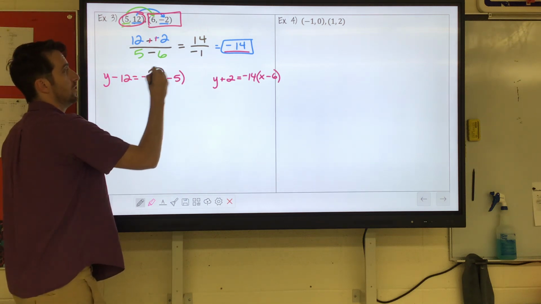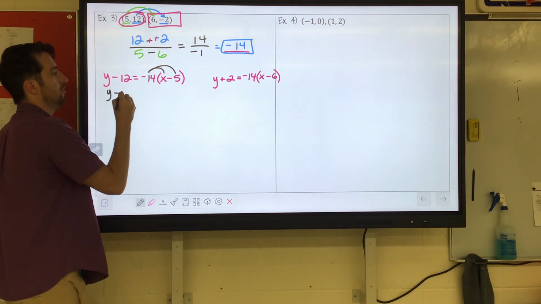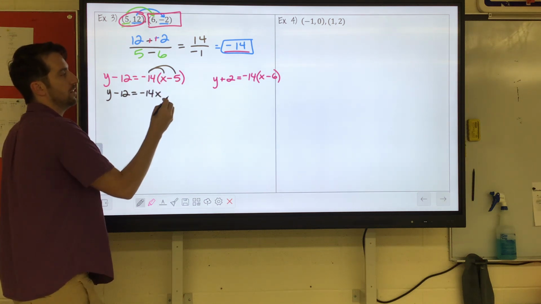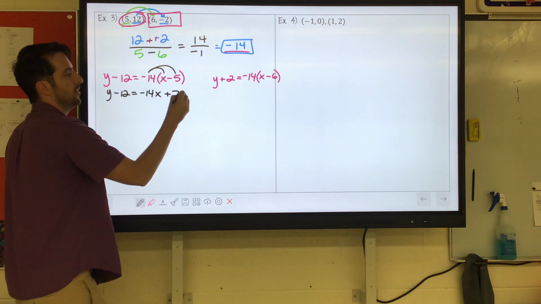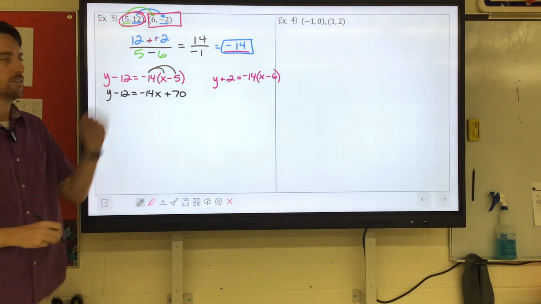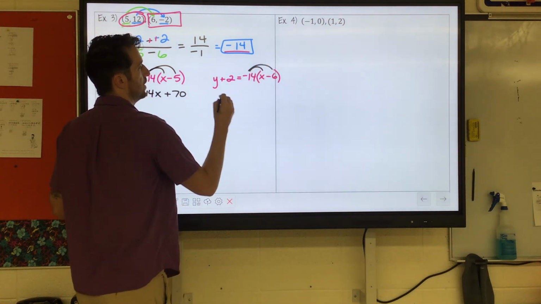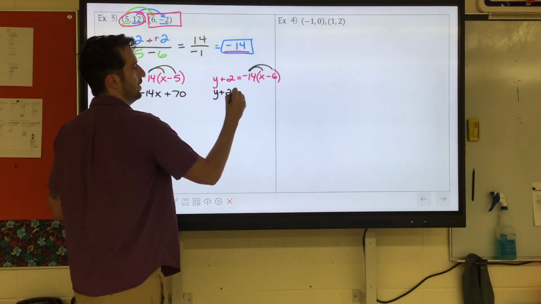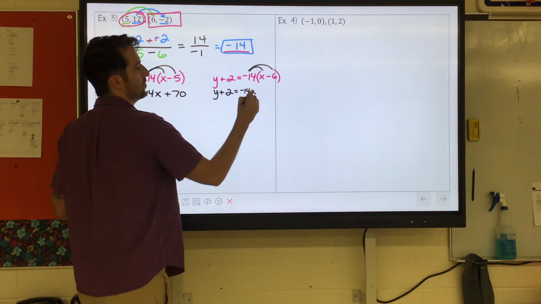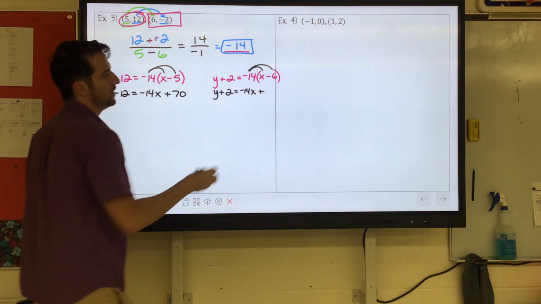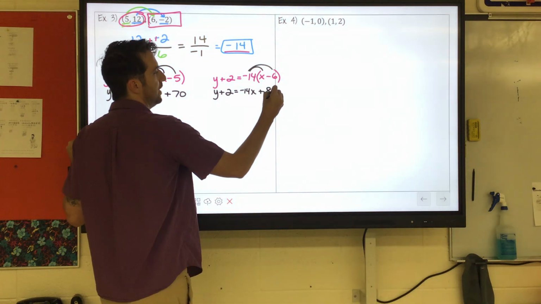So if we distribute the -14 there, y minus 12 equals -14x, and then -14 times -5 is +70. I'll do the same thing on the other equation. I'll distribute the -14, y plus 2 equals -14x, then we have another negative times negative, so that'll be positive. 14 times 6, I believe, is 84.